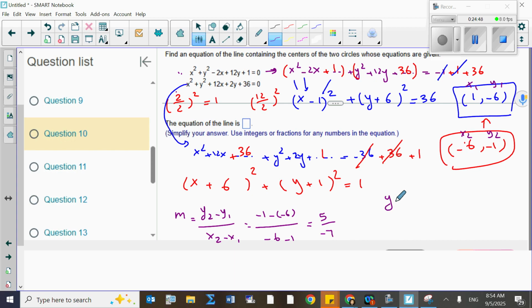The equation of the line will be y minus y1 equal to m times x minus x1. Okay, so y minus y1 is y minus -6, which is y plus 6, equal to m, which is negative 5 over 7, and x minus x1, which is 1. This is the equation. I'm going to leave the simplifying for you, so you can simplify and write the simplified form as your answer, because the question is asking you to simplify the answer.